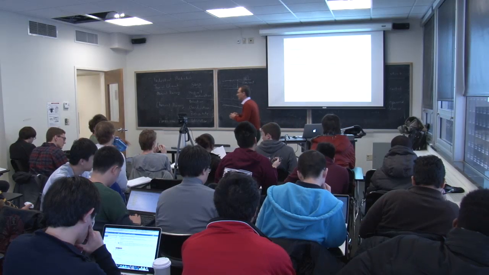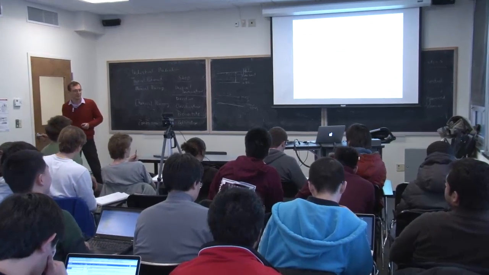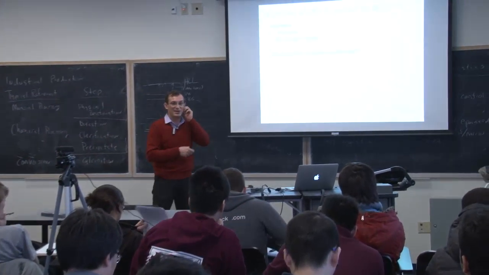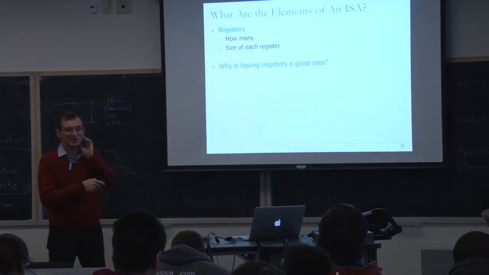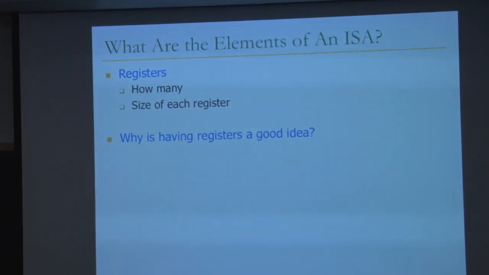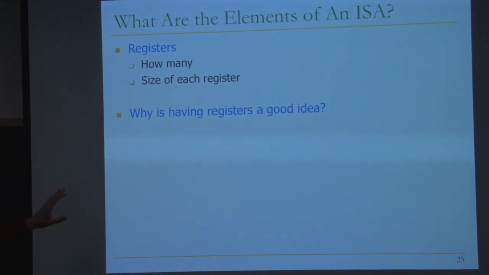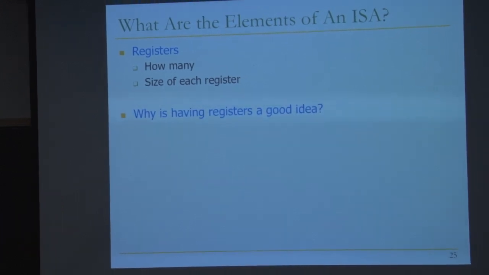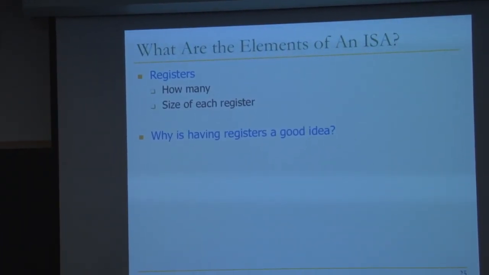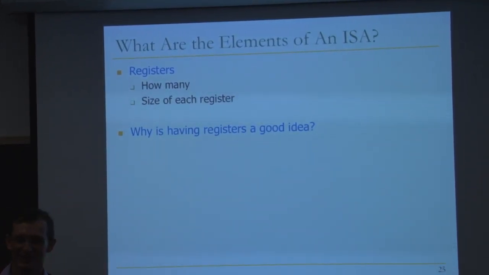OK. Registers are another element of ISA, right? Assuming you have them. And ISA specifies how many registers you have and the size of each register. But not all ISAs actually have registers. Why is it a good idea to have registers? We probably covered this before in 213. Memory is slow. Memory is slow. That's good. So you want to keep fast storage closer to the processor, right?